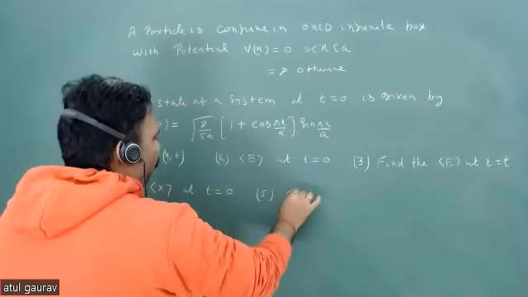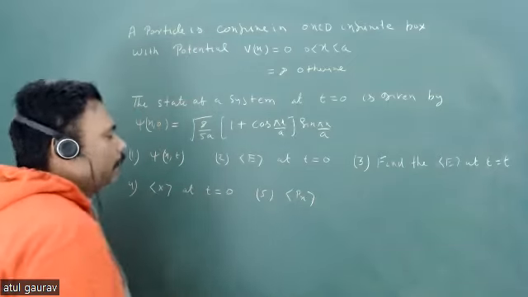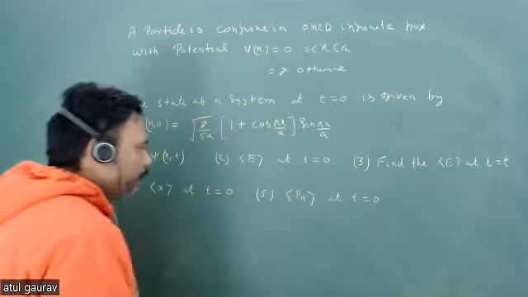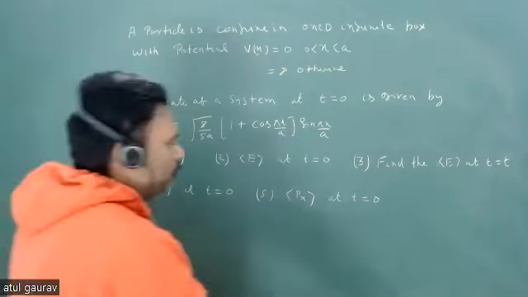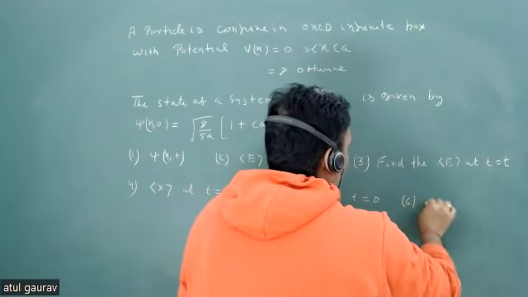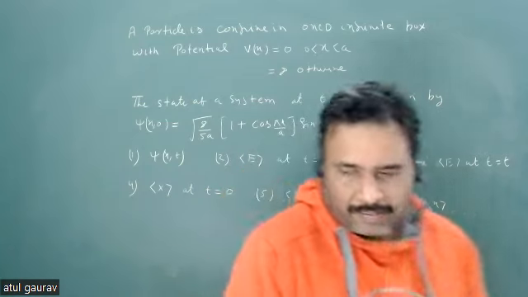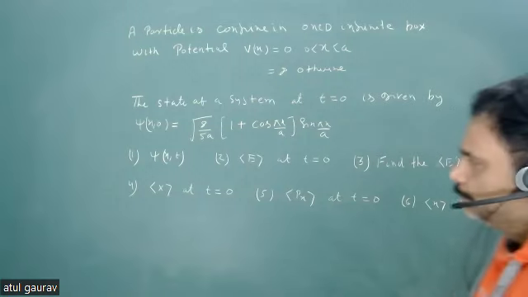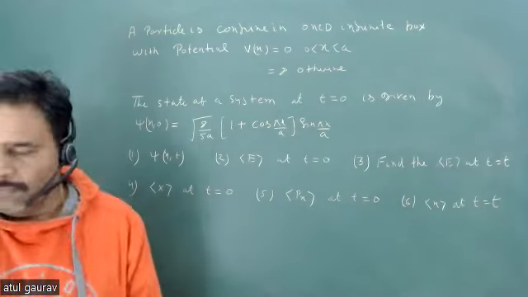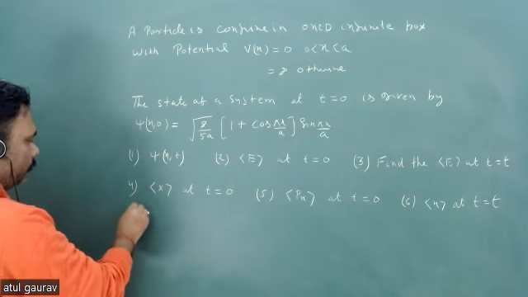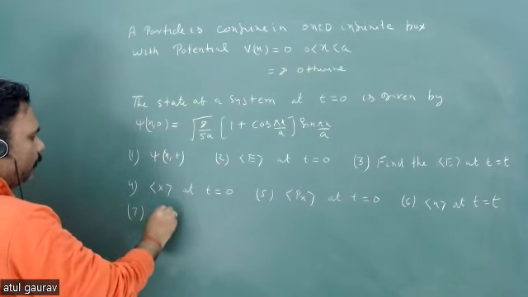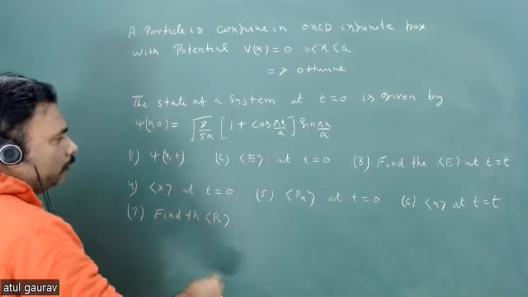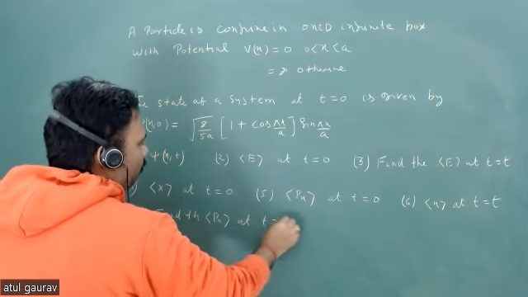5th, find the expectation value of momentum at t is equal to 0. 6th, find the expectation value of x at t is equal to t. Next, find the expectation value of momentum at t is equal to t.